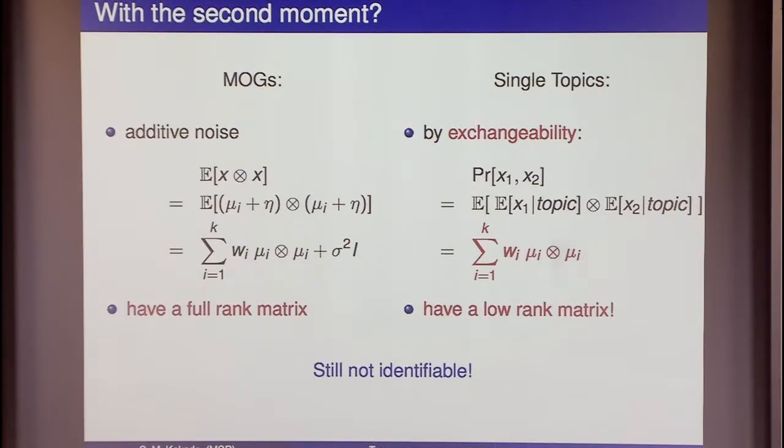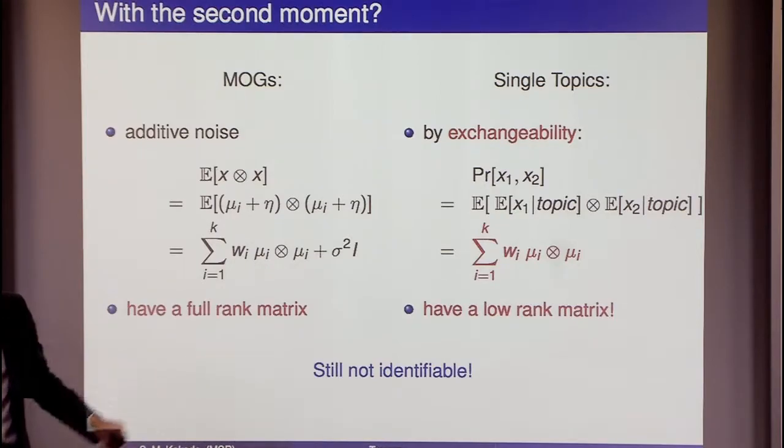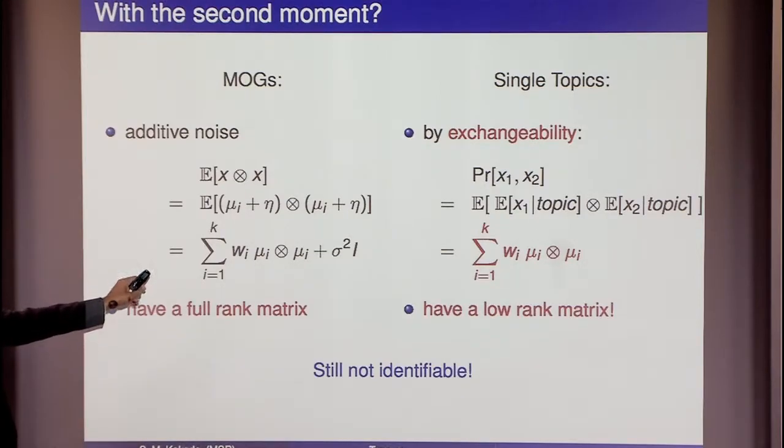In the second moment, things get interesting because now we see differences in these two models. Okay, so let's look at the mixture of Gaussians model. And let's just say our noise model now is additive and spherical. So all Gaussians have the same variance.